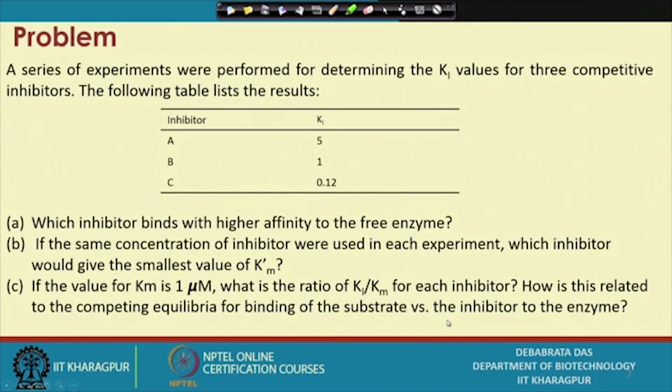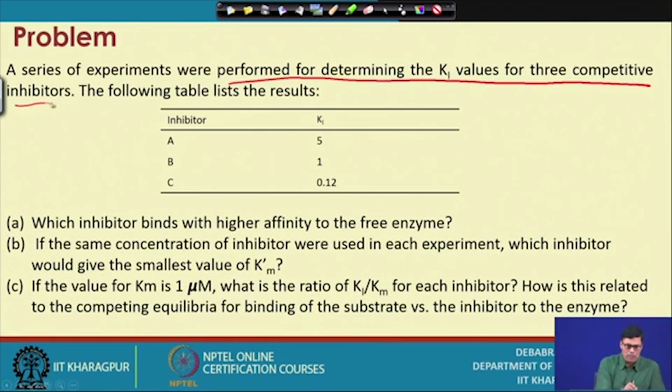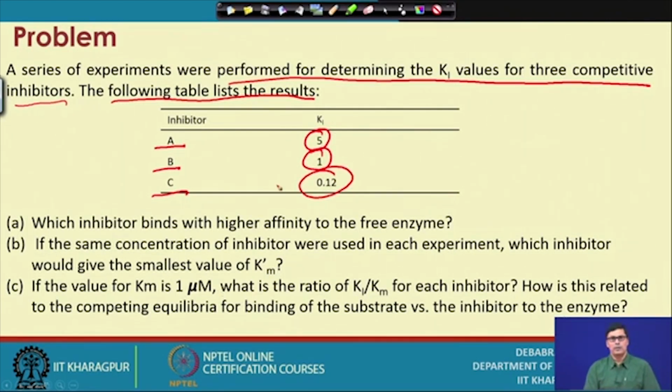Next problem is also very interesting. A series of experiments were performed to determine the Ki values for 3 competitive inhibitors. The following tables list the results. Let us assume A inhibitor, B inhibitor and C inhibitor are 3 different inhibitors, they are competitive in nature and their Ki values are different: one is 1, one is 5, and another is 0.012.